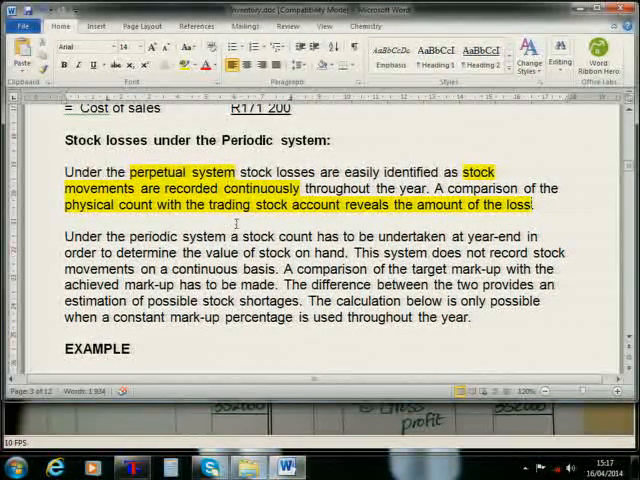Under the periodic system, a stock count has to be undertaken at year end in order to determine the value of stock on hand. This system does not record stock movement on a continuous basis. A comparison of the target markup with the achieved markup has to be made. This is what you're going to do.